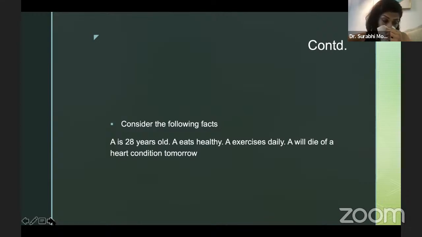Right, everyone? Now, this is, of course, fine. You have been able to understand this.